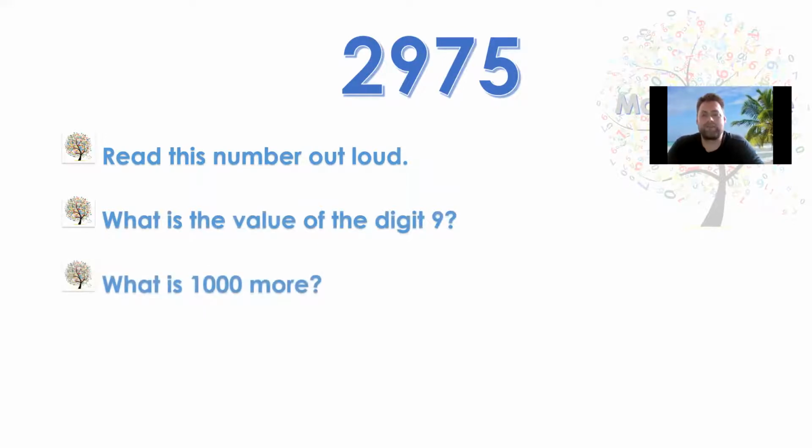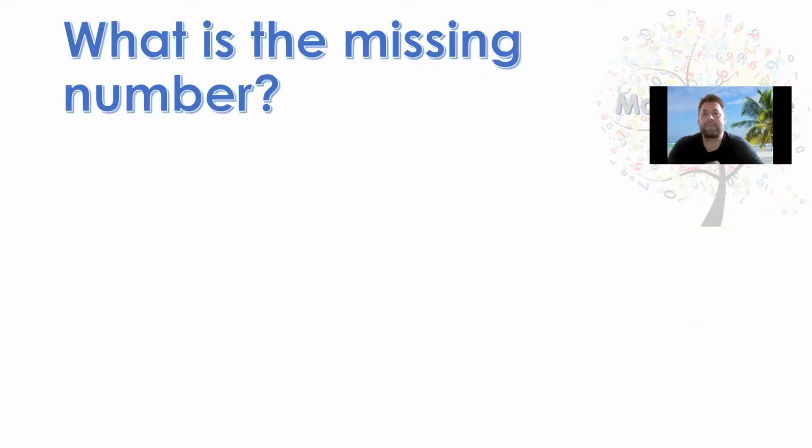What is 1,000 more than this number? Quickly write it down. You don't need long. 1,000 more than this number is 3,975. What is 20 less? Hopefully your answer should be 2,955. Just going down in the tens by 2. Okay, good, right.